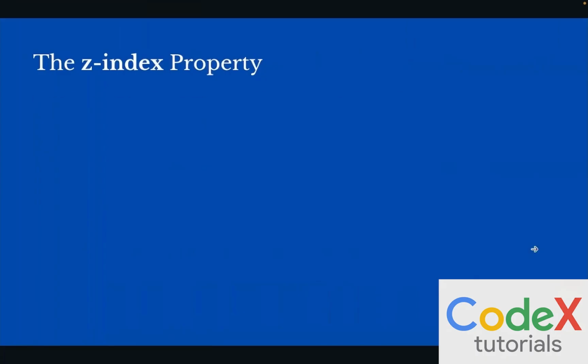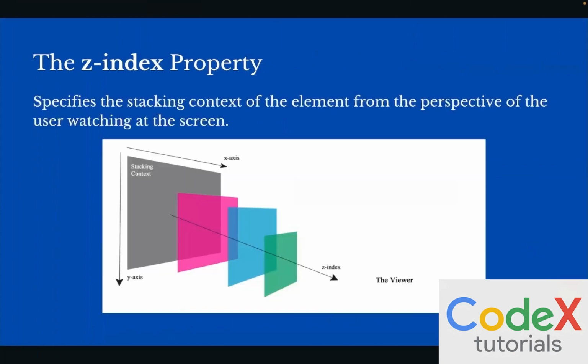Now let's move on to the next CSS property, that is the Z-index property. The Z-index property specifies the stacking context of the element from the perspective of the user watching the screen. To visualize what this stacking context and the Z-index is, consider that this is the screen that you are viewing from this particular position, and the elements are coming towards you.